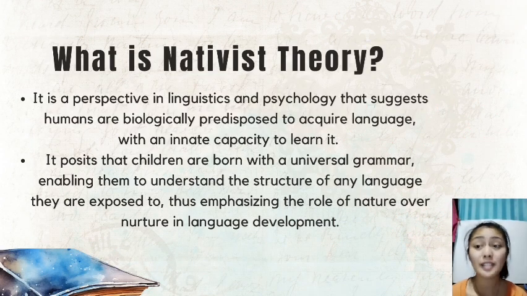Now, let us tackle what is nativist theory. Nativist theory is a perspective in linguistics and psychology that suggests humans are biologically predisposed to acquire language, with innate capacity to learn it. This theory posits that children are born with a universal grammar, enabling them to understand the structure of any language they are exposed to, thus emphasizing the role of nature over nurture in language development.